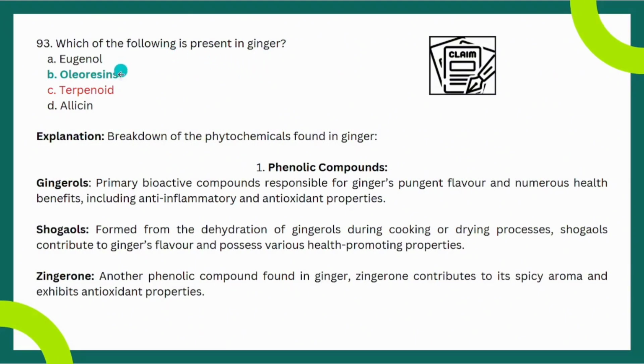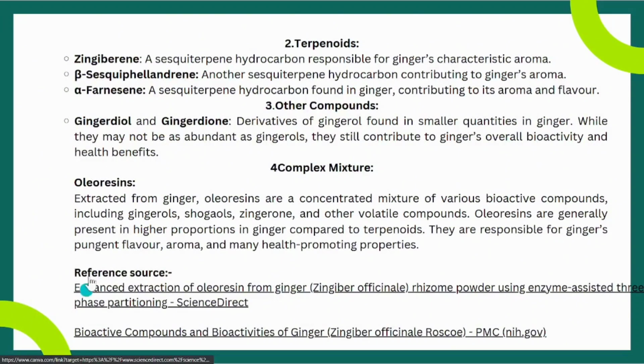The options given are phytochemicals. Let's see what are all the phytochemicals present in ginger. Ginger has phenolic compounds such as gingerols, shogaols, gingerzone, and it contains terpenoids and also other compounds like gingerdiol and gingerdione, which are derivatives of gingerols. These are present in very small quantities, and ginger also has a complex mixture which is known as oleoresins.